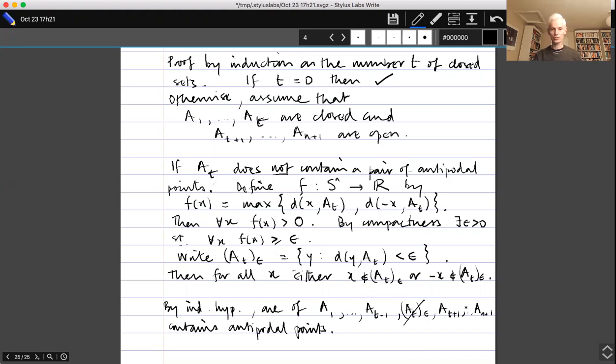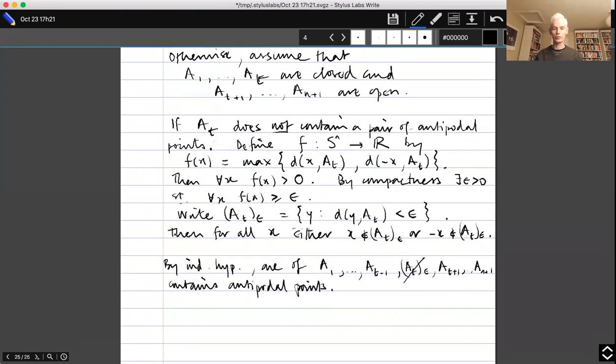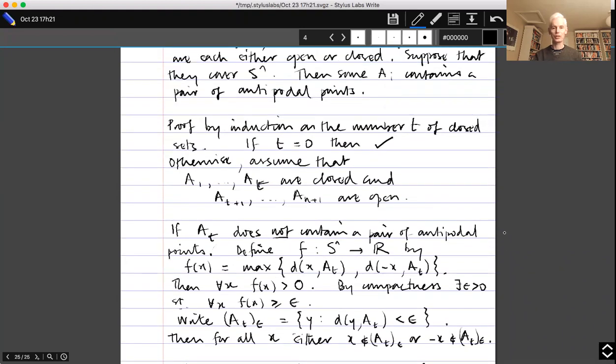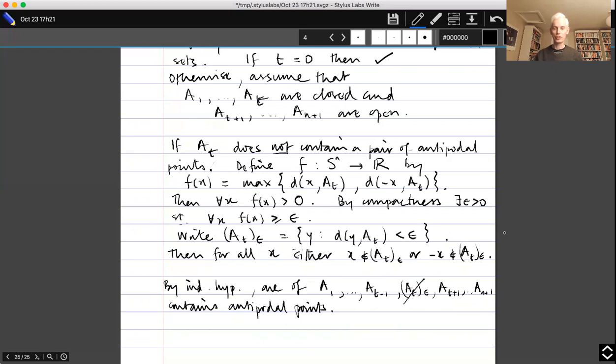So what have we managed to conclude? We've managed to conclude that if AT doesn't contain a pair of antipodal points, then one of the other sets contains a pair of antipodal points. So in other words, we've got that one of the sets contains a pair of antipodal points, which is exactly what we were trying to prove. So that completes the proof that 3 implies 2. And that more or less completes this video as well.